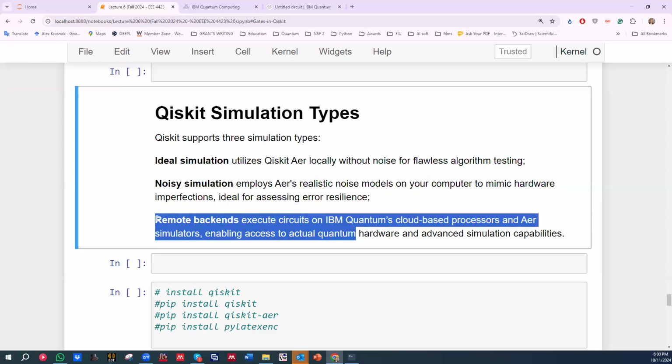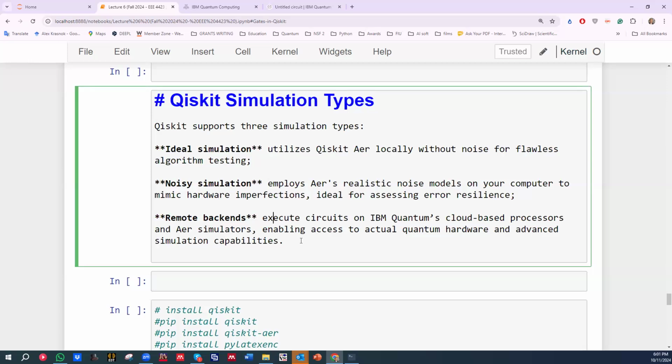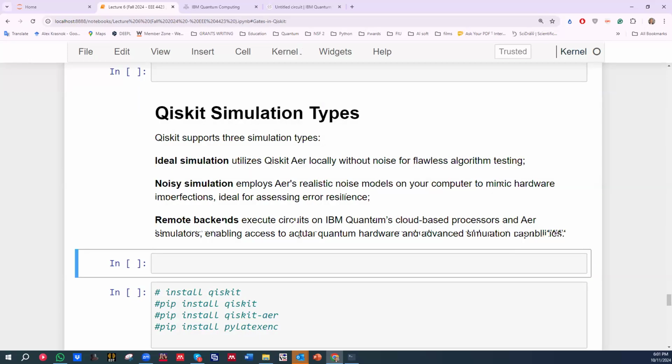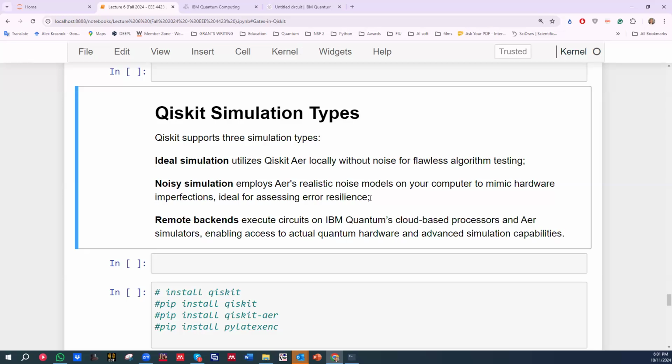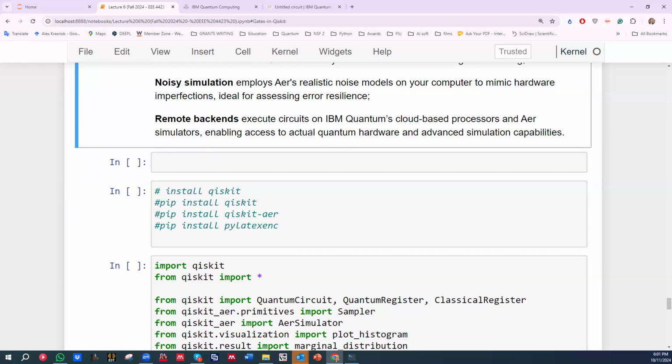Which is the purpose of the third type of simulation, a remote backend. A remote backend means that you can use either a powerful computer to mimic quantum, including noise and so on, or a realistic quantum computer. We will be using this, for example, in one of our next homeworks to simulate the circuit using a classical analog of a quantum computer and a real quantum computer.